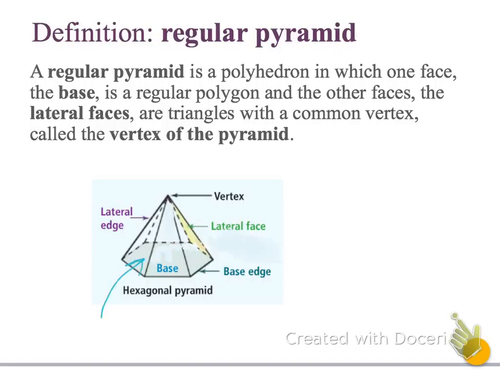the other faces, the lateral faces, so all of the side ones, are triangles with a common vertex called the vertex of the pyramid. Okay, so remember, regular means all sides and all angles should be congruent. So that base is going to have all sides and all angles congruent.